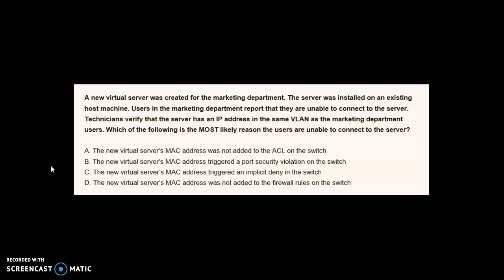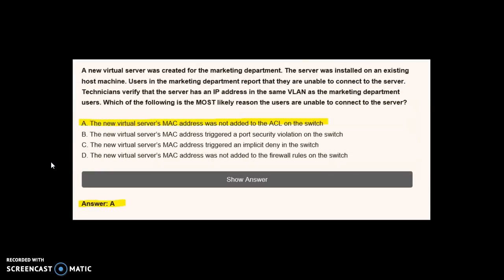A new virtual server was created for the marketing department. The server was installed on an existing host machine. Users in the marketing department report that they are unable to connect to the server. Technicians verify that the server has an IP address in the same VLAN as the marketing department users. Which of the following is most likely the reason the users are unable to connect to the server? A. The new virtual server's MAC address was not added to the ACL on the switch.